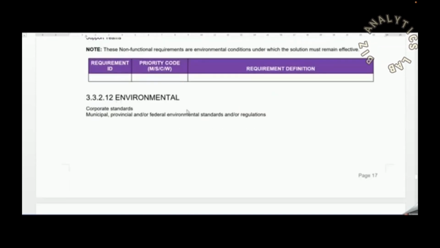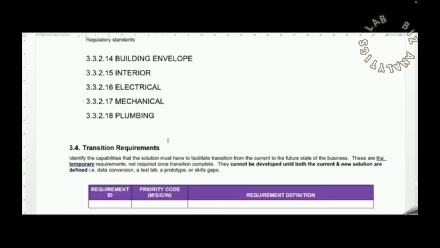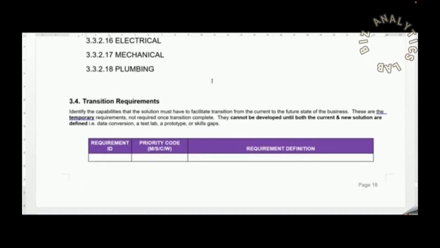And then the last section, environmental, really talks about corporate standards and different types of regulations and legislation that could have an impact. But again, not necessary to have this. If safety is an important aspect of your project, then you should definitely include a section about safety. And so basically that would be the end of the requirements section.